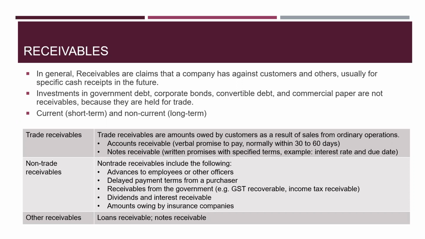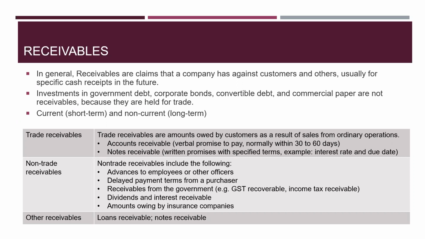Any investment in government debt, corporate bonds, convertible debt, and commercial papers are not considered receivables because they are held for the purposes of trading. So we refer to them as held for trading investments, not so much as receivables. Depending on the length of your receivable, if it's under 12 months from your last financial statement date, then it is considered current. Anything above that is considered long-term or non-current receivable.